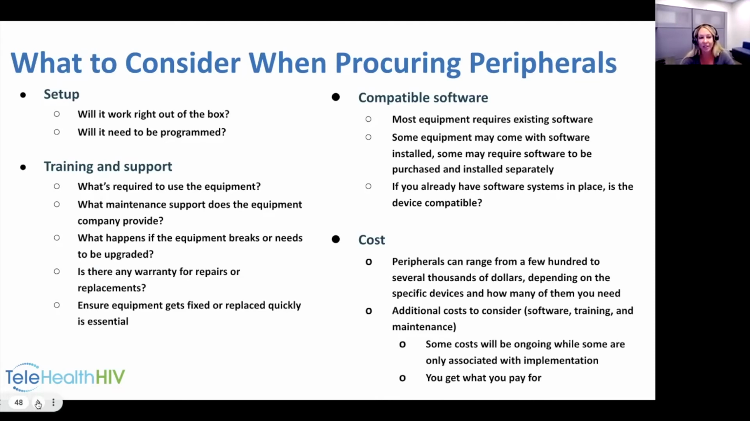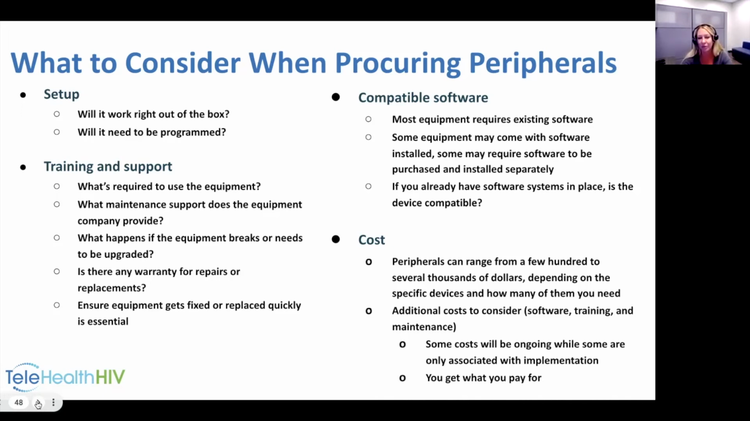So additional things, setup. Is it going to be easy? Is it just going to be out of the box, you plug it in and you're ready to go? Or is it going to have to have any programming? The other thing is with training and support, what's required for the equipment? Is there going to be maintenance? Are there going to be updates to it? What happens if the equipment breaks? Our hard drive crashed a couple of years ago, and thankfully we had a warranty and it was fully replaced. So these are all considerations that you want to make sure that you have.